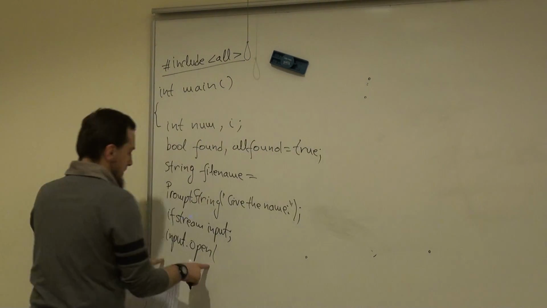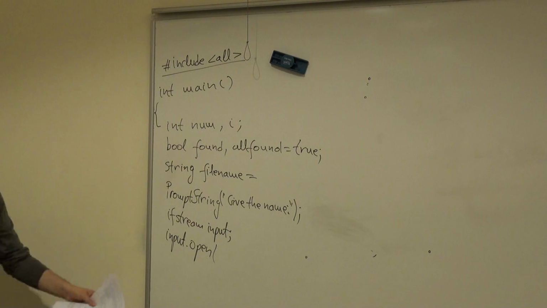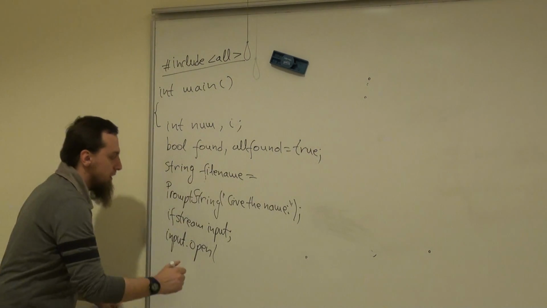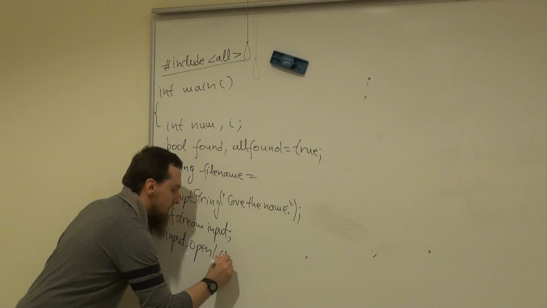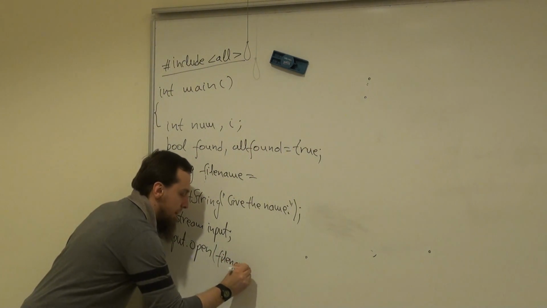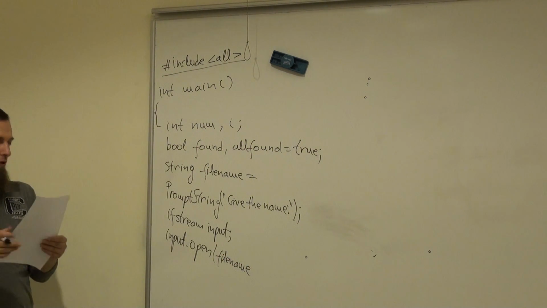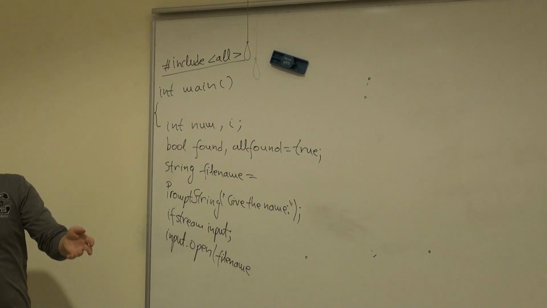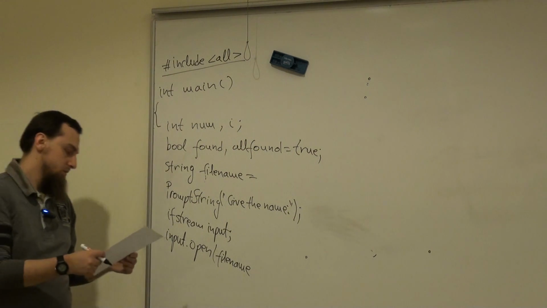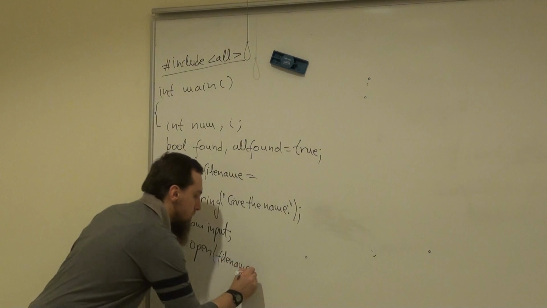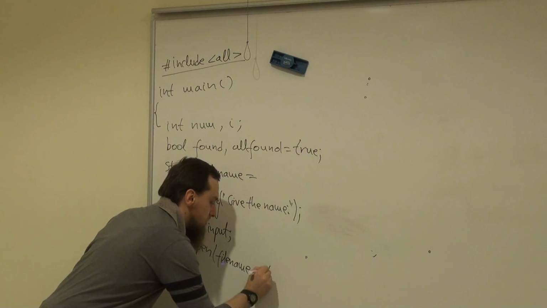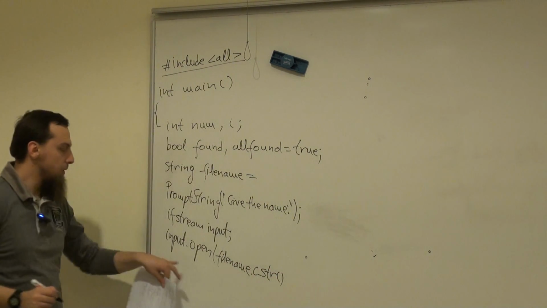So open. Now we should know which file are we opening. And we are opening this file here, the file name. But you cannot send it as a string. You should send it as a character string, copy string. You will know it in a while, what I'm talking about. Just use it as it is. So I'm opening the file.